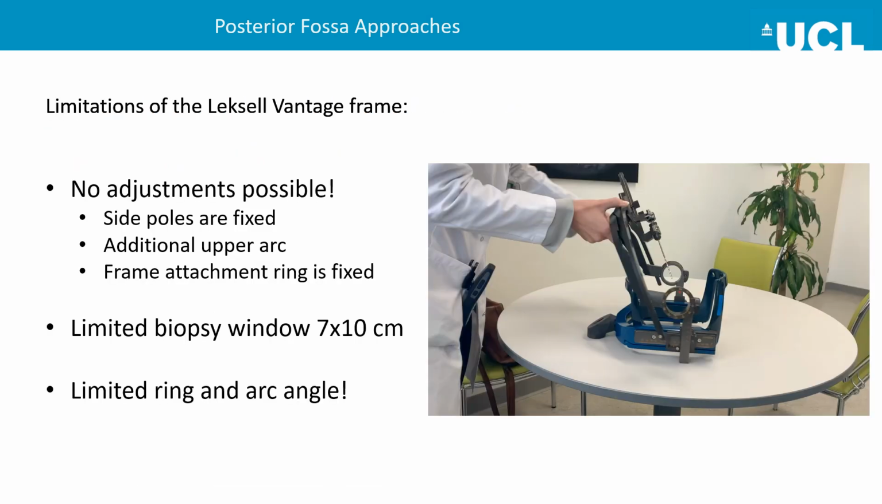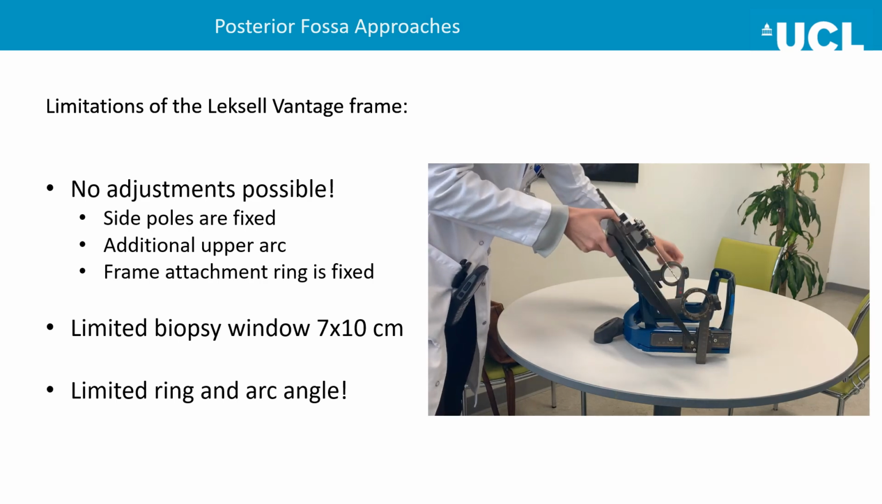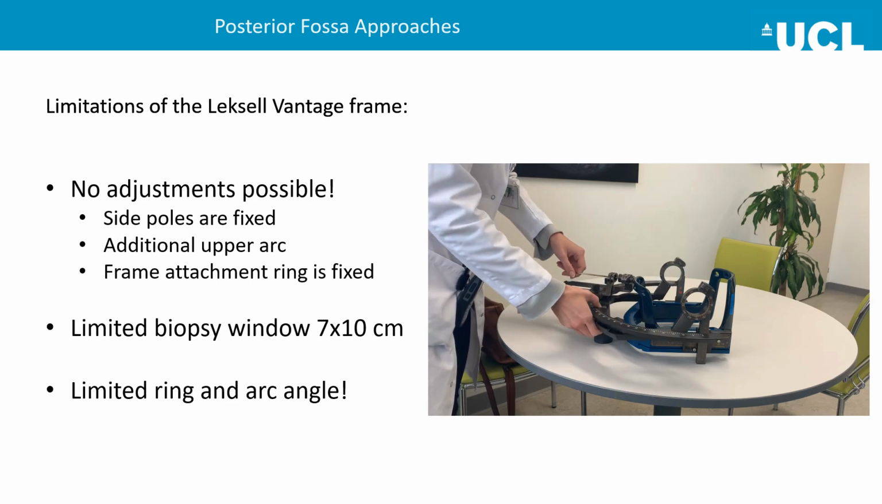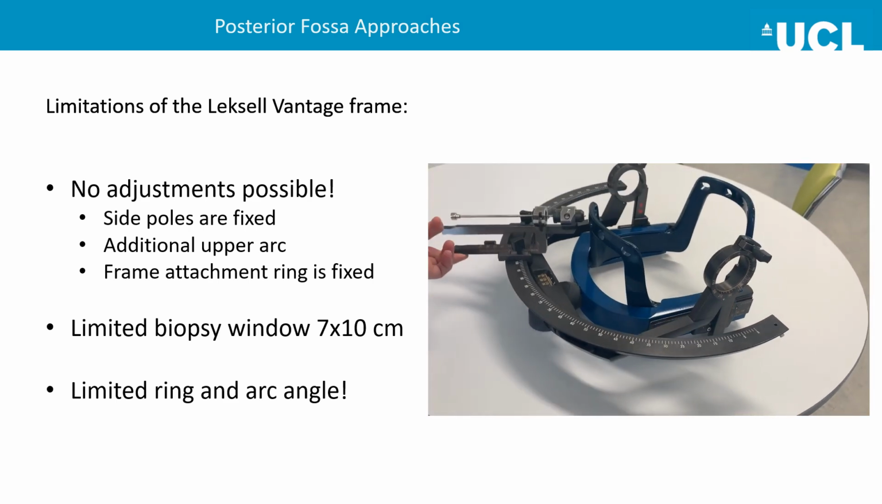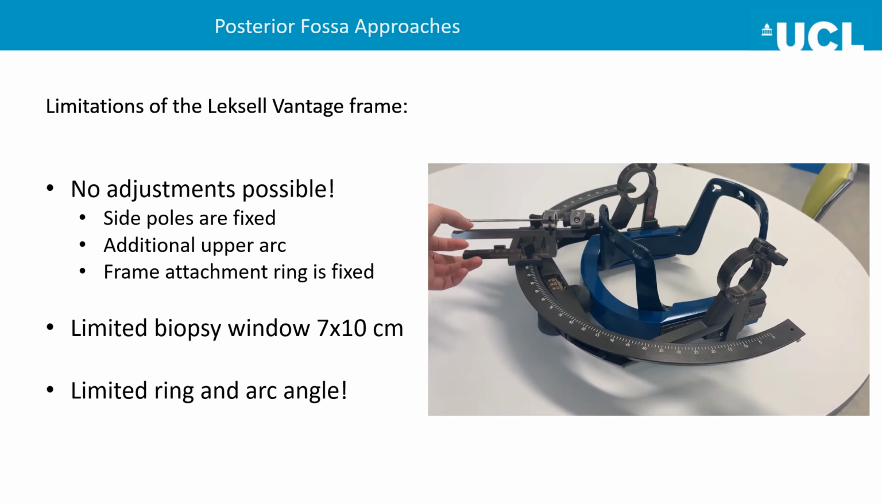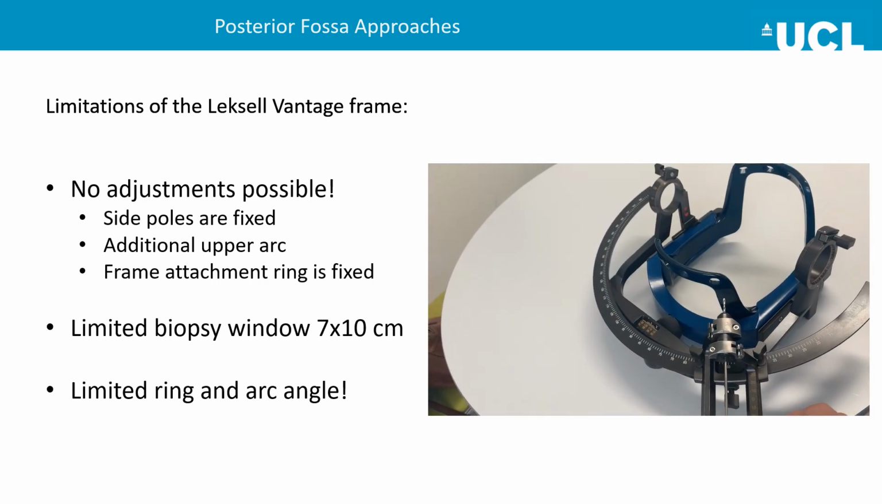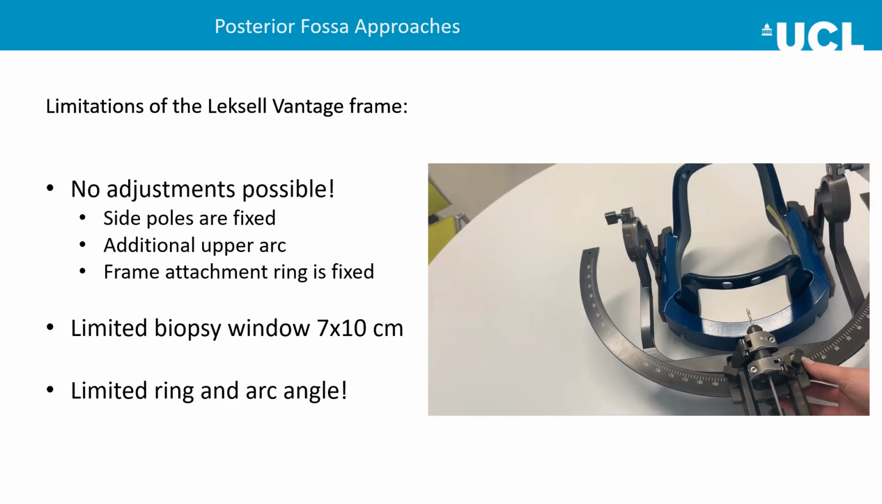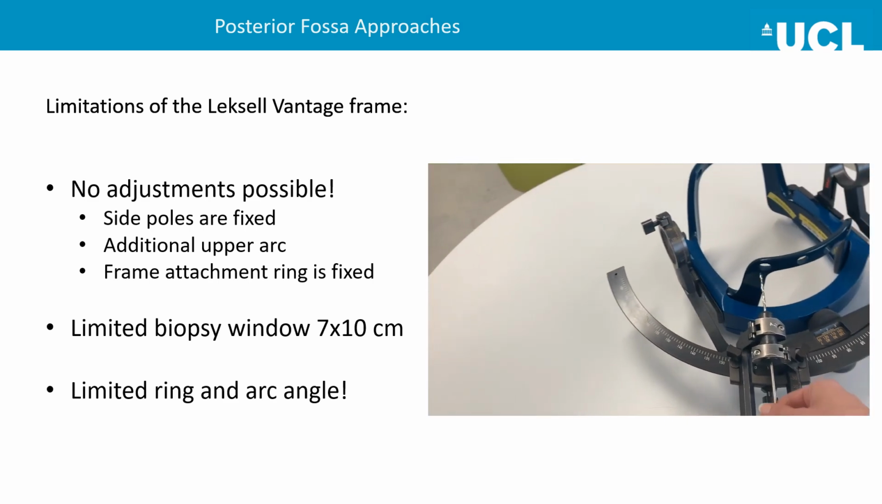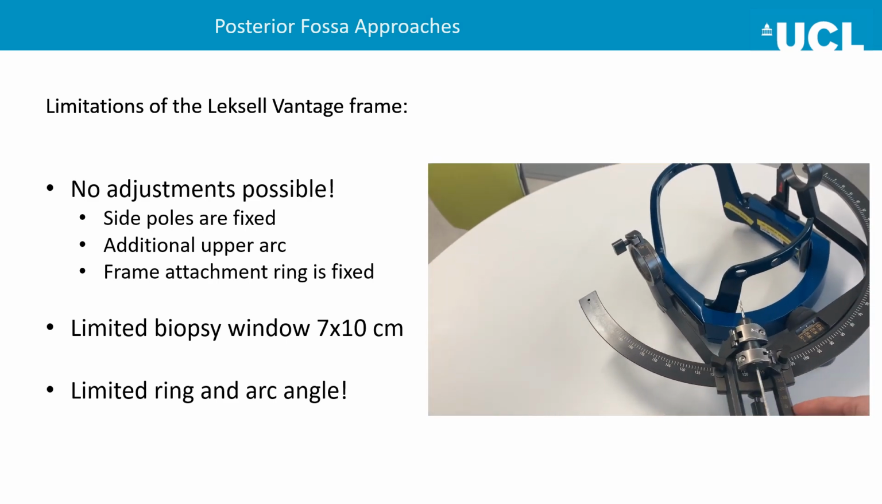The other limitations are the ring and the arc angle. And this video here shows you how the ring angle is limited. So here you can see how the arc will actually bump into the attachment ring or the attachment holder. And you can also see how the guide holder is limited by the side poles.